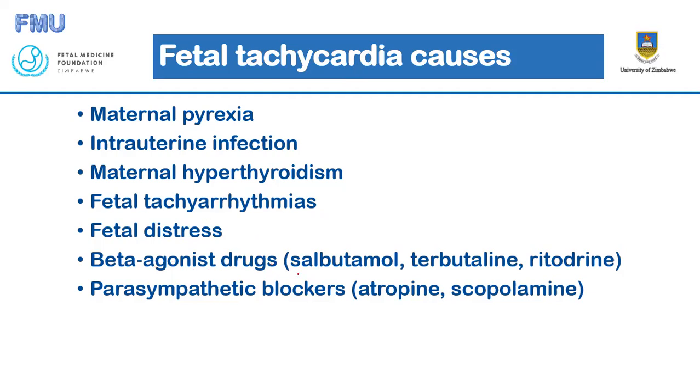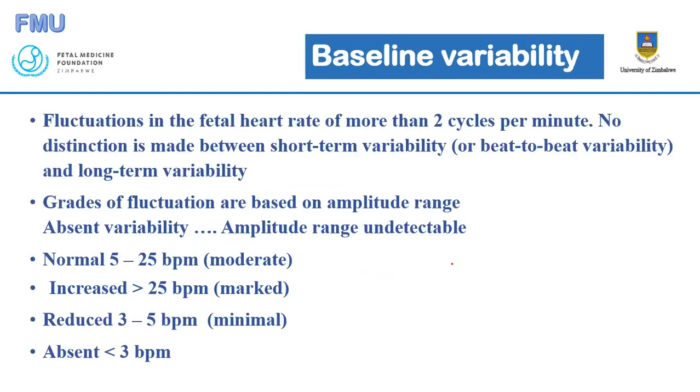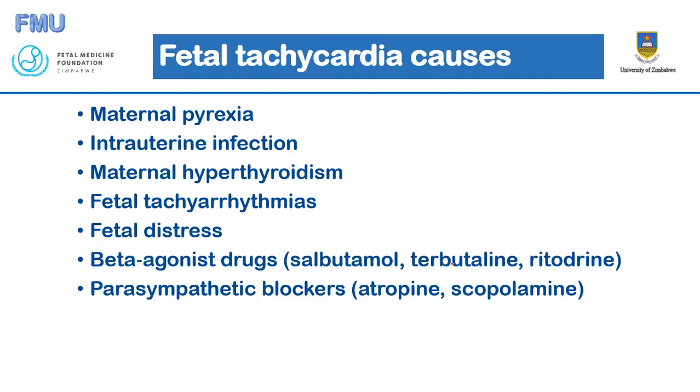Then beta agonist drugs, salbutamol. We will be using this drug for sure with CTG. Always be aware that when you give it, make sure you mark on the CTG the time you have given it, so that your interpretation of the CTG will make sense. Other drugs you don't routinely use. Then parasympathetic blockers, atropine, we may use this in women with organophosphate poisoning, so we should be aware of this. Then I think I've done the tachycardias.